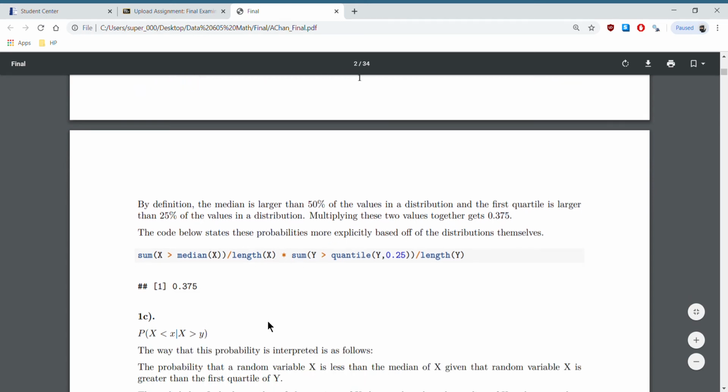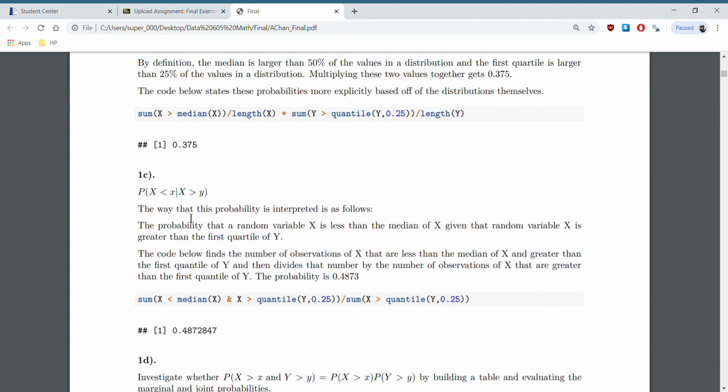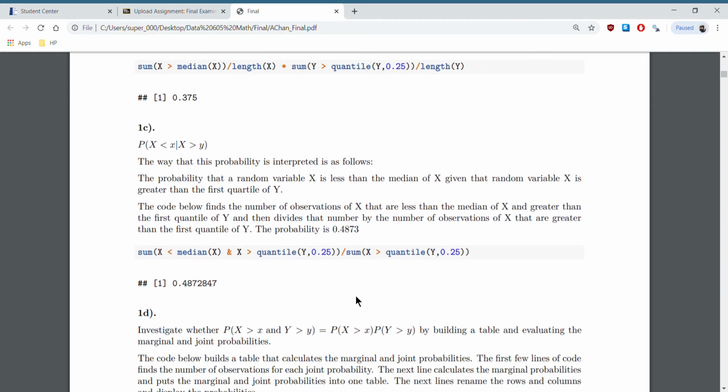So the next probability is the probability that x is less than the median and that x is greater than the first quartile of y. So this one's a little bit different from part A, where instead I flip these signs right here. So instead of being greater than, I put less than, and then also I put that x has to be greater than the quantile of y. So that's what this is, given that x is greater than the first quantile of y. So that comes out to be about 0.487.